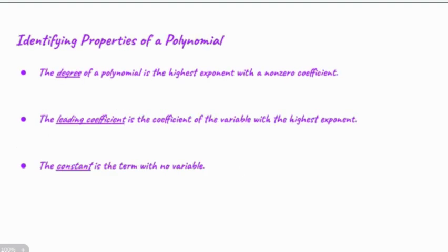Some definitions. The degree of a polynomial is the highest exponent with a non-zero coefficient. The lead coefficient is the coefficient of the variable with the highest exponent. So we look for degree and lead coefficient at the same time. And the constant is the term with no variable.